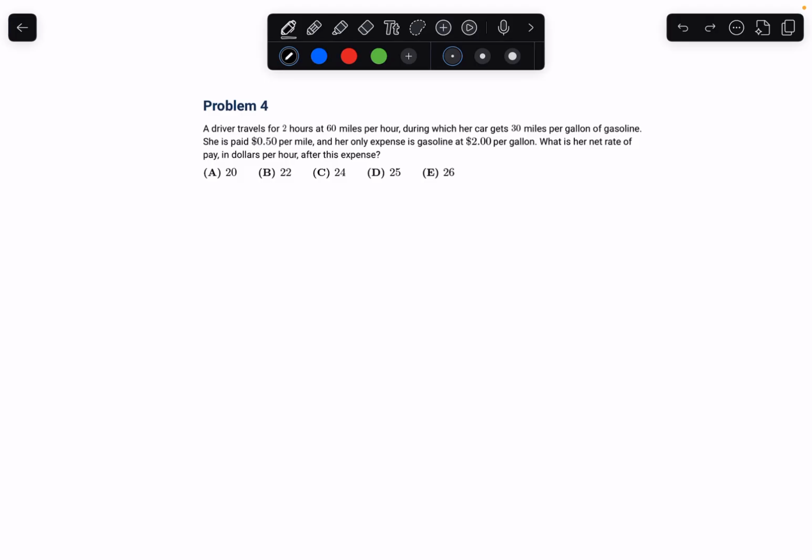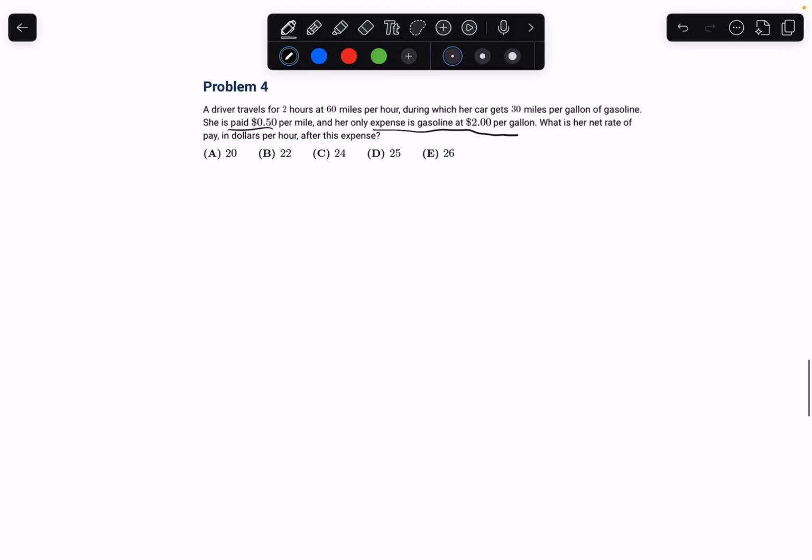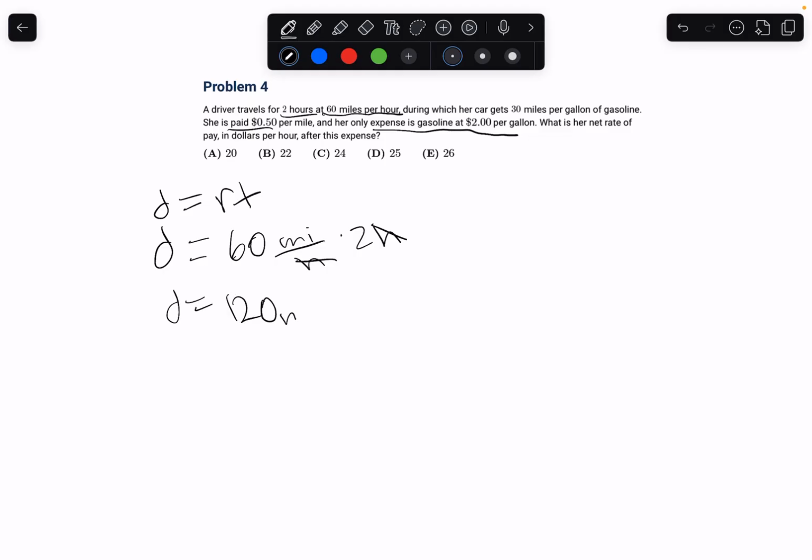So we can see that her income depends on two factors: her pay and her expenses. And each of those depend on the distance that she travels. So that will be our key ingredient to solving this problem. We know that distance equals rate times time, and her rate is 60 miles per hour for 2 hours. So distance equals 60 miles per hour times 2 hours, which is 120 miles.